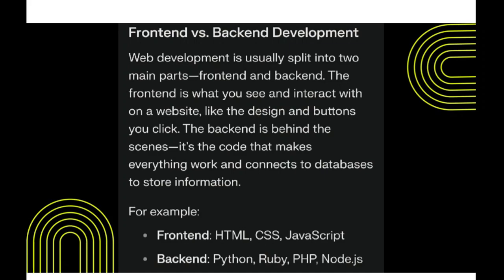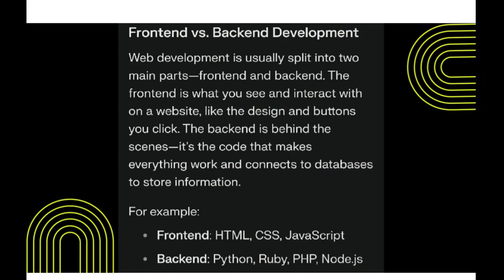Okay, going on to the next. In web development, we have the front end development and the back end. Now, think of a website as a toy store. The front end is what you see when you walk into the store: colorful toys on display, designs, the cashier at the front. And the back end is what happens behind the scenes, like how the toys are stocked on the shelves and how the cash register works. It is behind the scenes of anything on the website. It is the code that makes everything work and connects databases to store information.